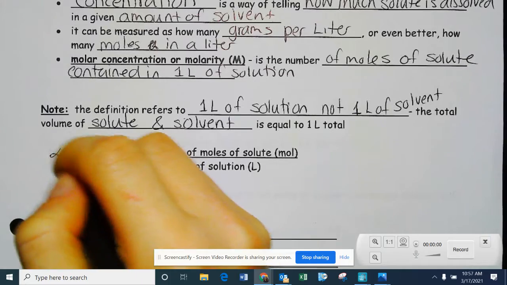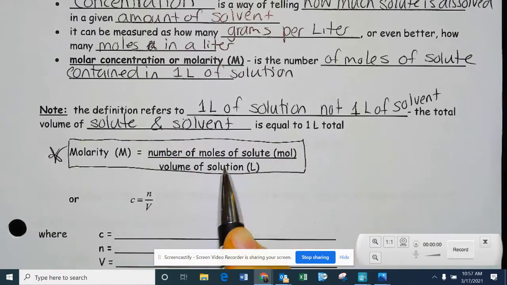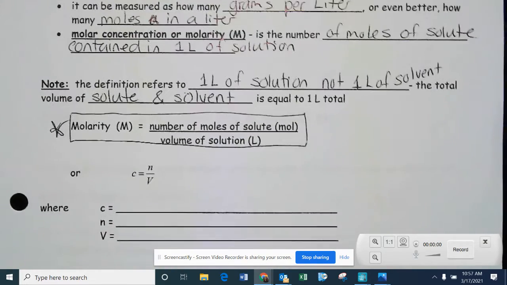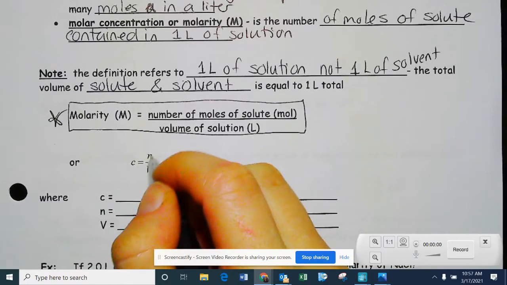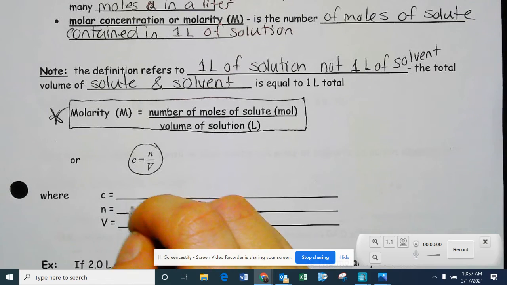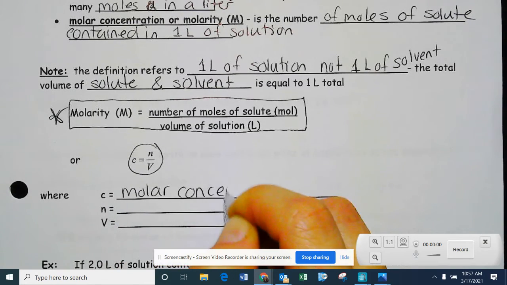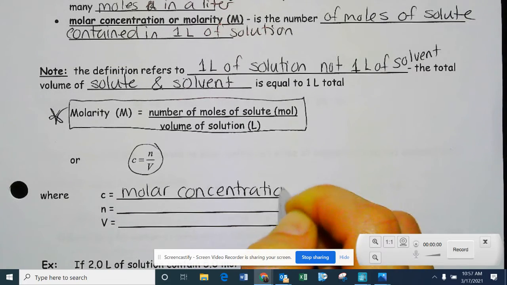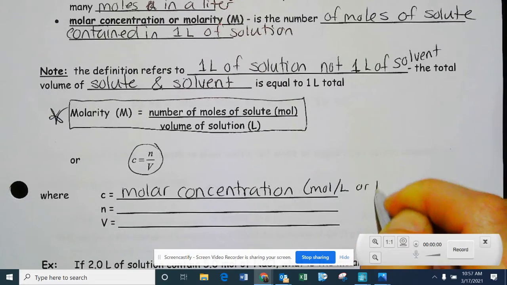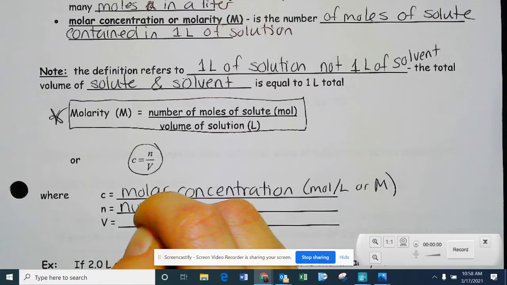Okay, this is our all-important formula, molarity. Number of moles of solute, so moles, per volume of solution, L. The short way to write that is C equals N over V, where C stands for molar concentration, and that we can call moles per liter, or M. N stands for number of moles.